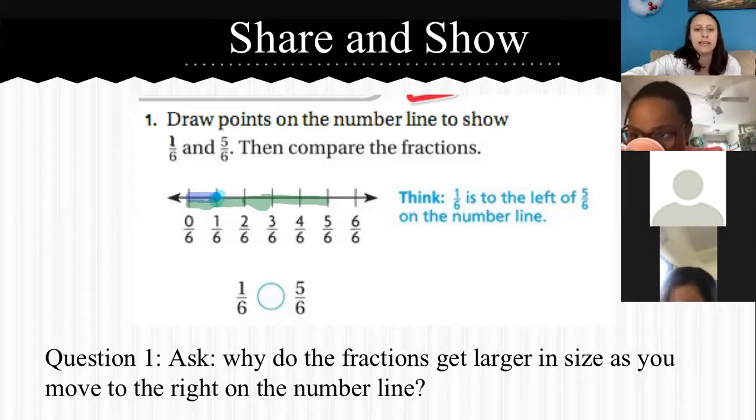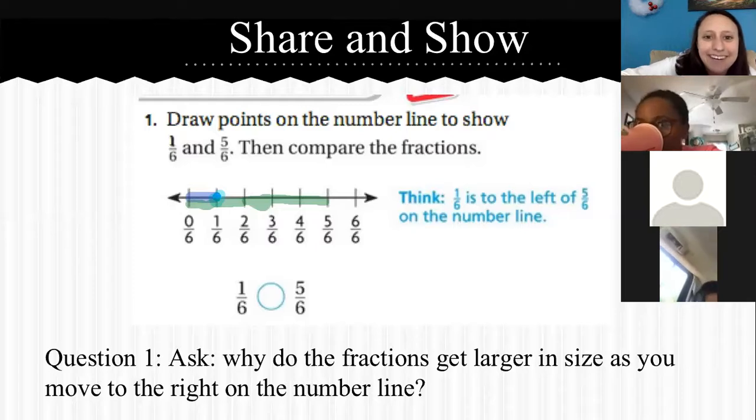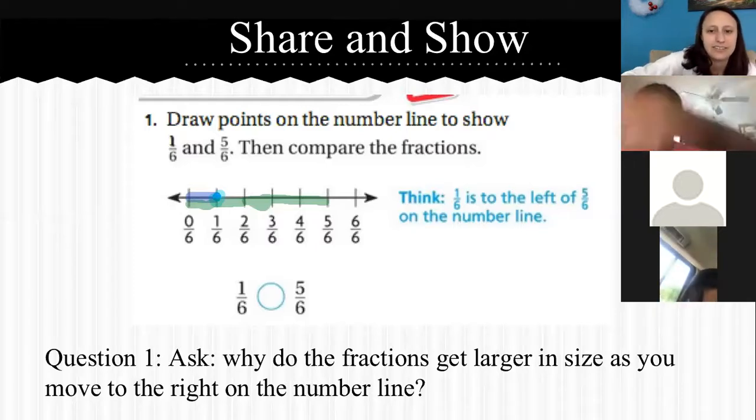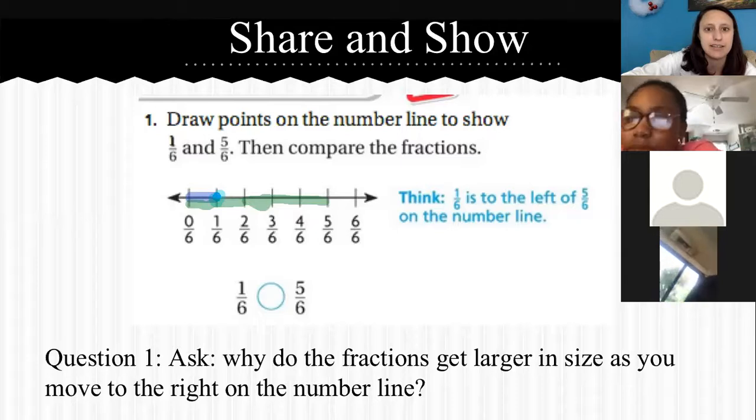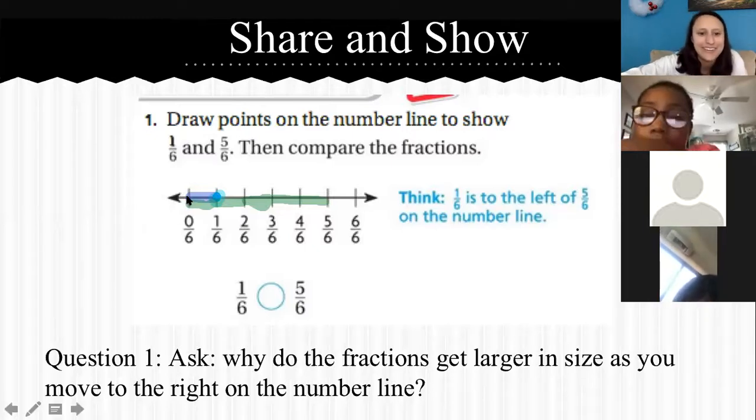So if we're going from left, where's my, I don't know where my thing is. Where's my cursor? I've lost it. Okay. I don't know where my cursor is. It's like invisible. Okay, there it is.